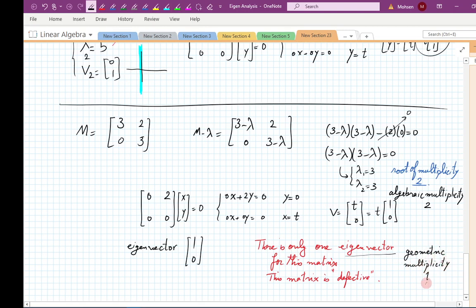So geometric multiplicity is at most equal to that, and is at least 1. If it is less than 1, then that matrix is defective. How about these other cases?